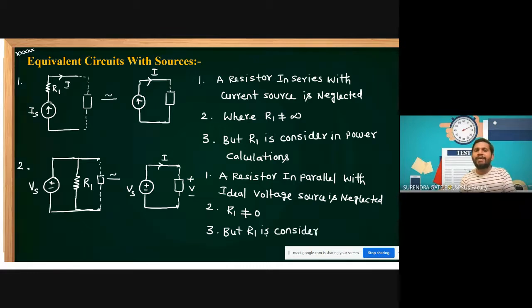But in equivalent circuits, we are neglecting that. But R1 is considered in power calculations, because already given the R1 in the circuit means there is a significance. But in the equivalent circuit, there is no significance across the voltage source. Okay, you can concentrate on this.